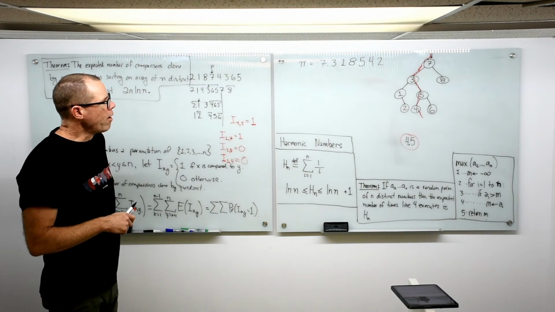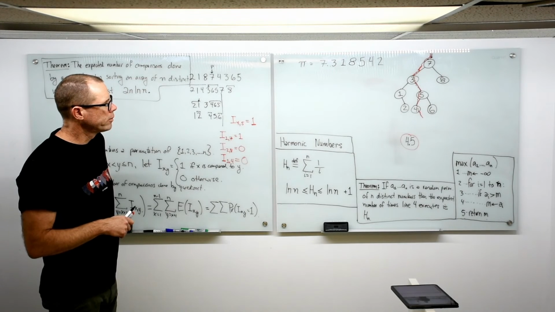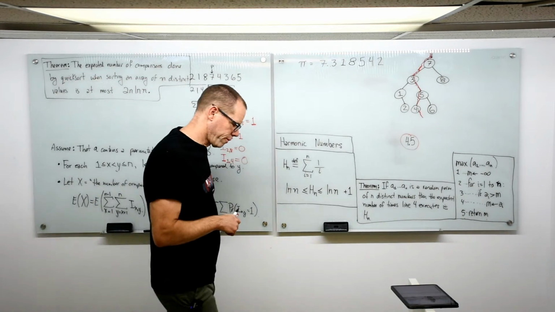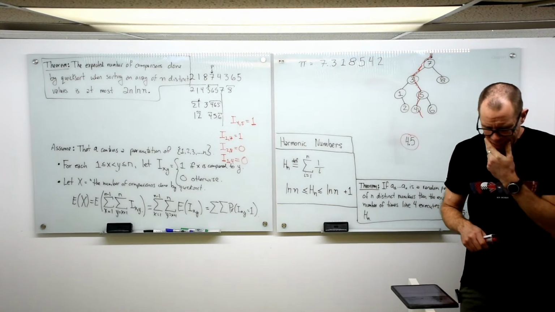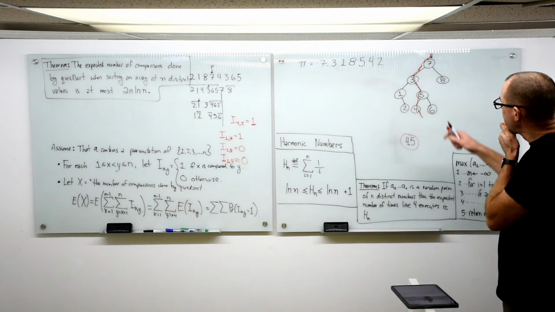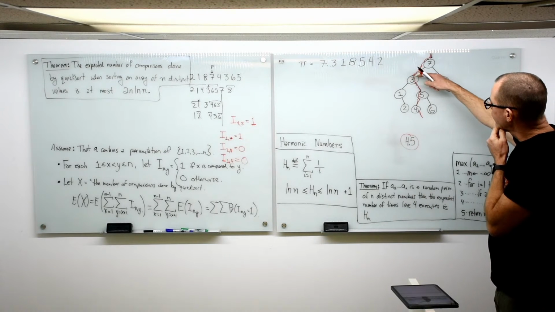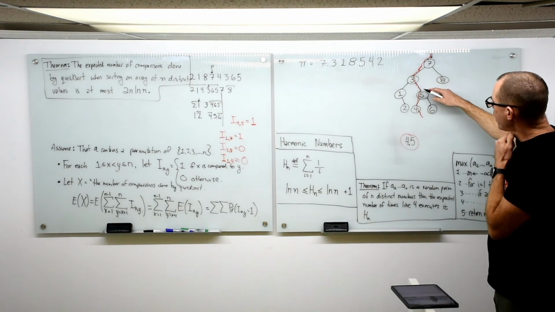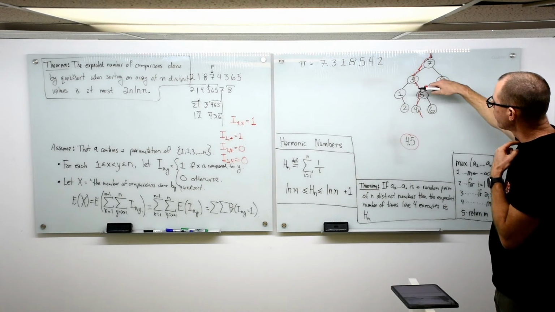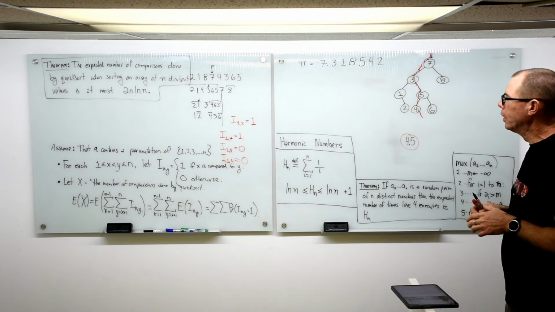7, 3, 5, and 4. So let's think about whether there's a way to describe those. At some of those nodes, we went left. At some other nodes, we went right. From 7, we went left. From 5, we went left. From 3, we went right. From 4, we went right.